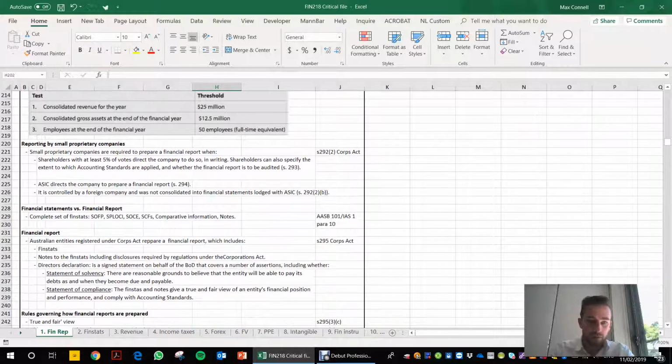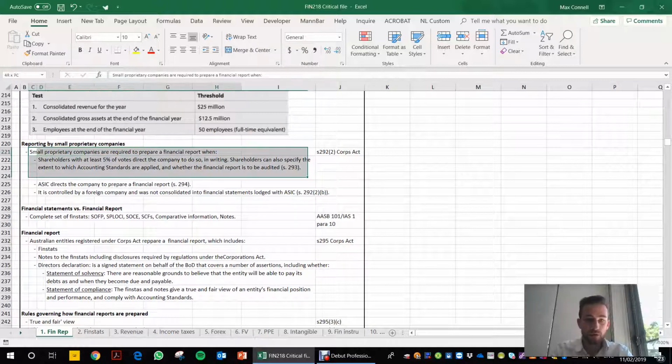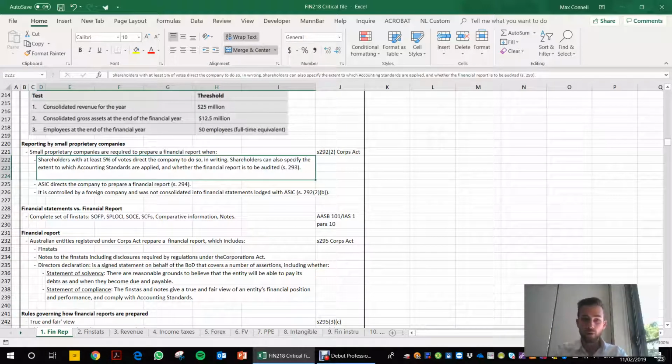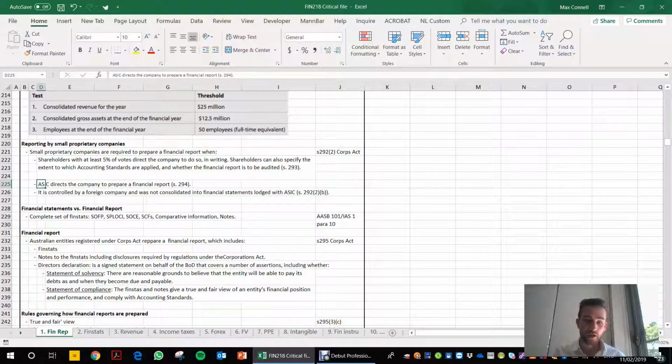Okay, so if you are a small company, you are required to prepare a financial report in certain situations. It's not common though. These are those situations. So number 1, shareholders with at least 5% of the vote direct the company to do so. So these are basically minority shareholders who want a financial report. They can specify under Corporations Act, Section 292. Number 2, ASIC directs the company to prepare a financial report. So they can direct any company to do that, Section 294.